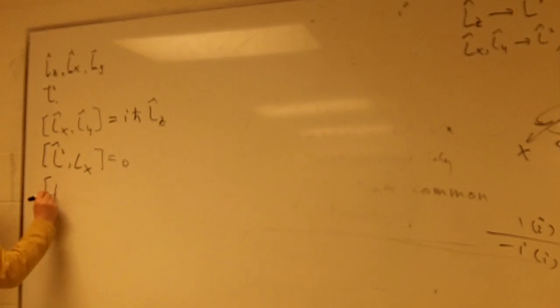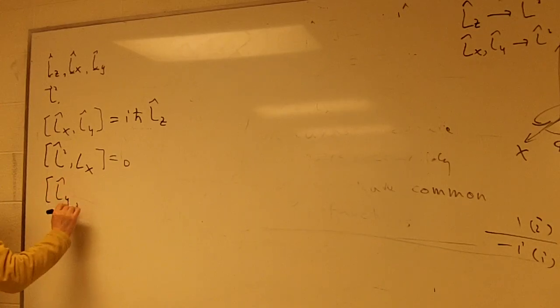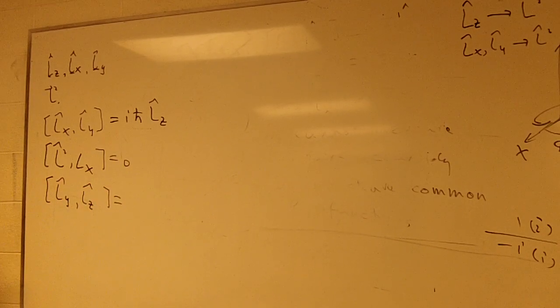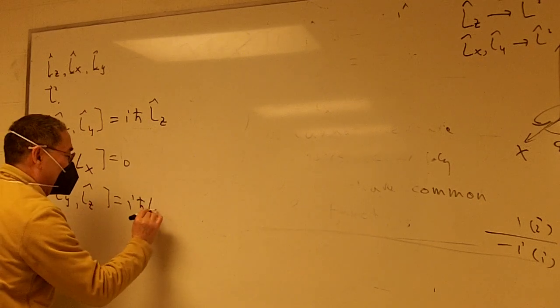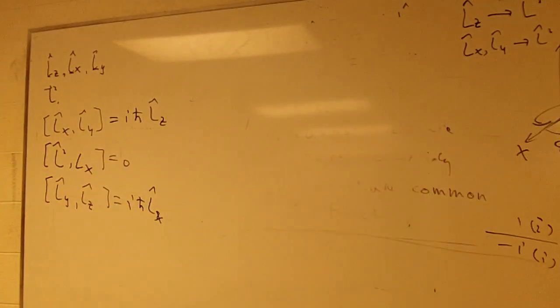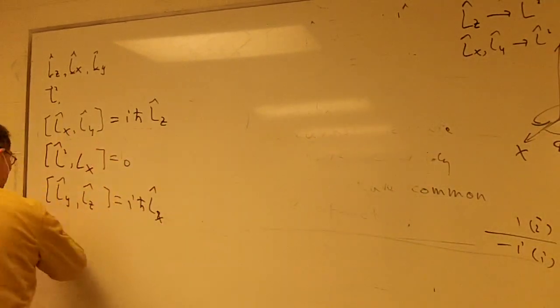And then what about this, Tobin? Equals what? iħ Lx. Exactly, you got it. And these are commutable in this case. So you guys passed the first question. That's very good.